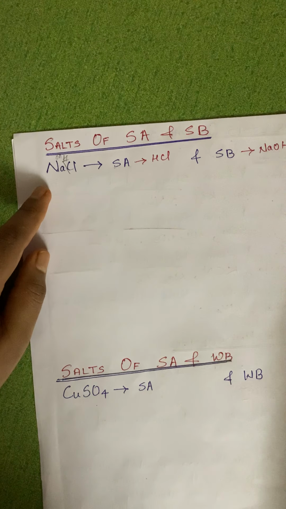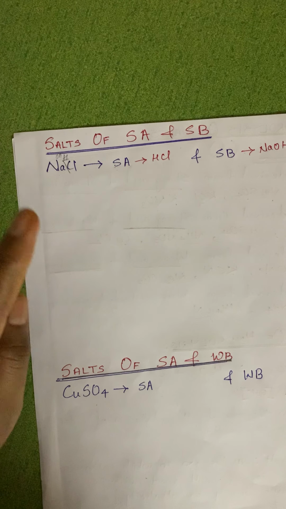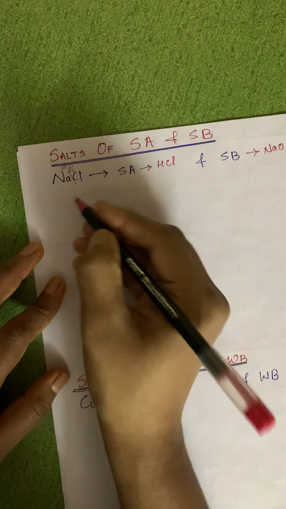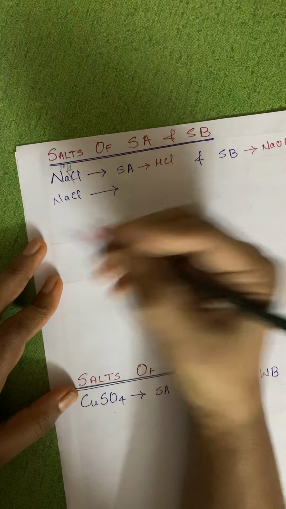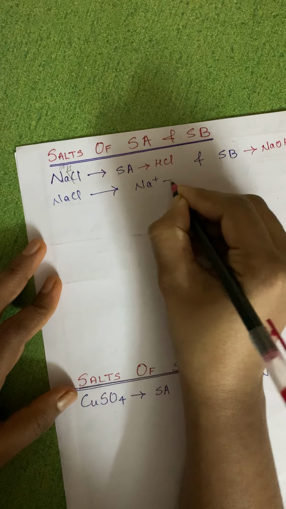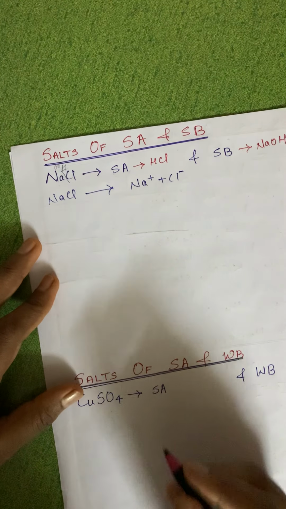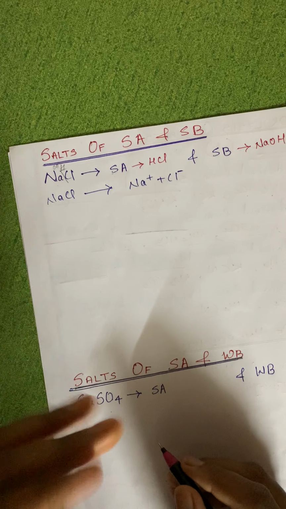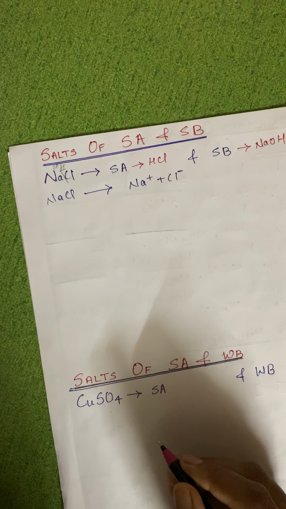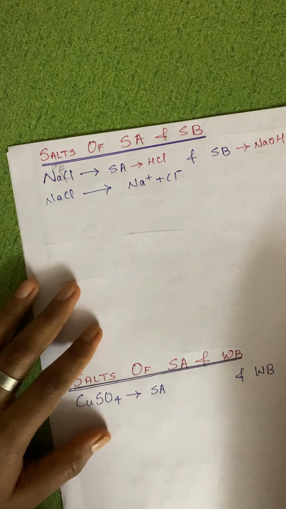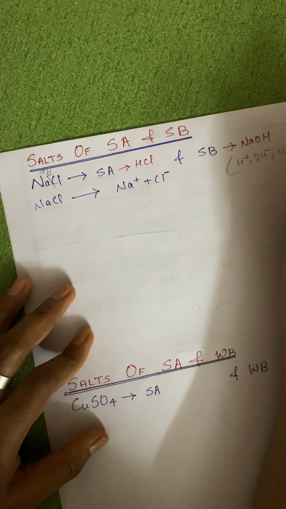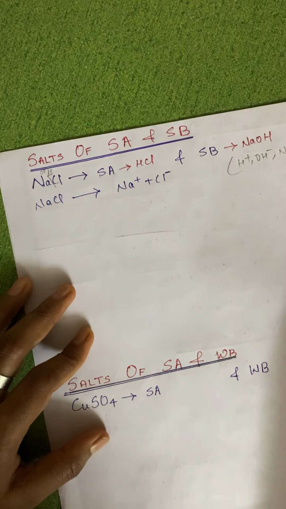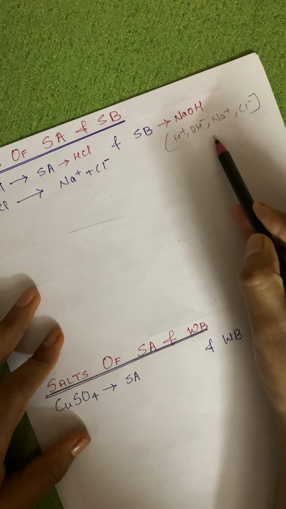Next, what will happen if this salt dissociates in water? NaCl will be completely dissociated as Na plus and Cl minus. Now, what all ions will be generated in water? Please understand, there are water molecules as well. So for our reference, H plus, OH minus, Na plus and Cl minus ions are there in the solution.